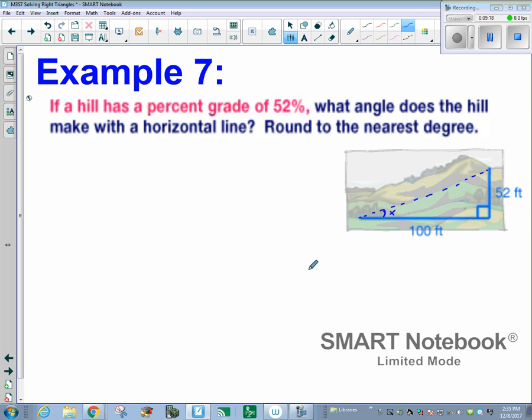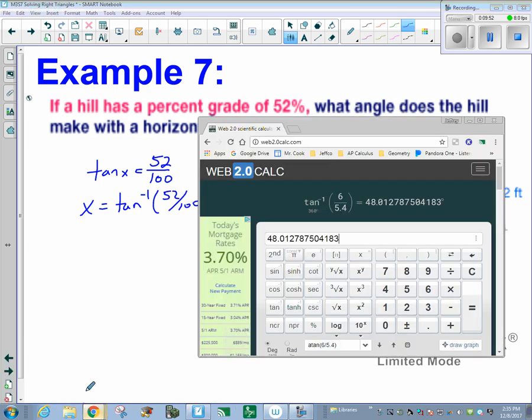If I'm going to solve this, I have to figure out which trig function I have. Right now, I have the opposite side and the adjacent side. So that rings a bell that it's going to be tangent. So tangent of x will equal the opposite over the adjacent. And again, if I want to solve this, I'm going to use arctangent because I'm trying to find an angle. And so x will equal the arctangent of 52 over 100.